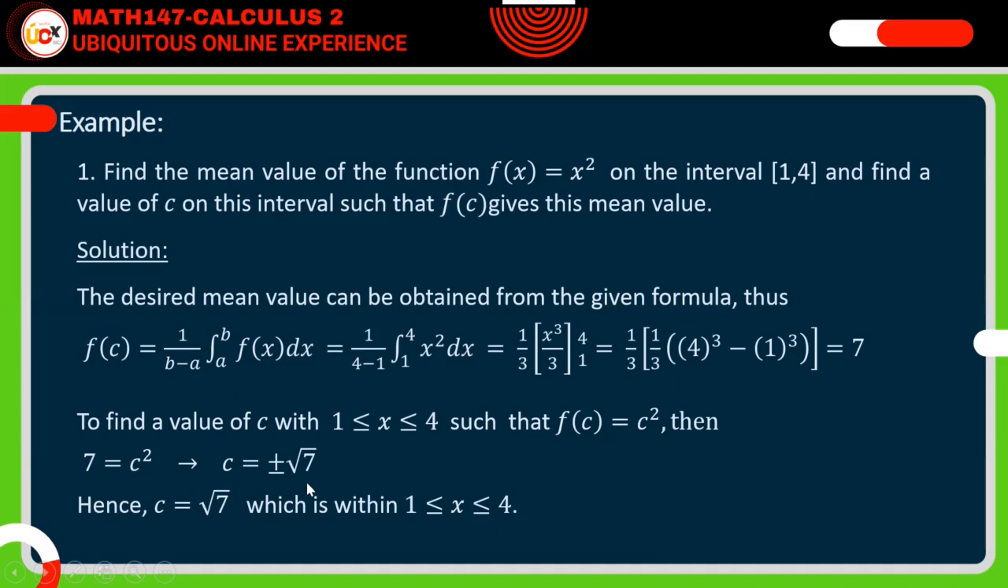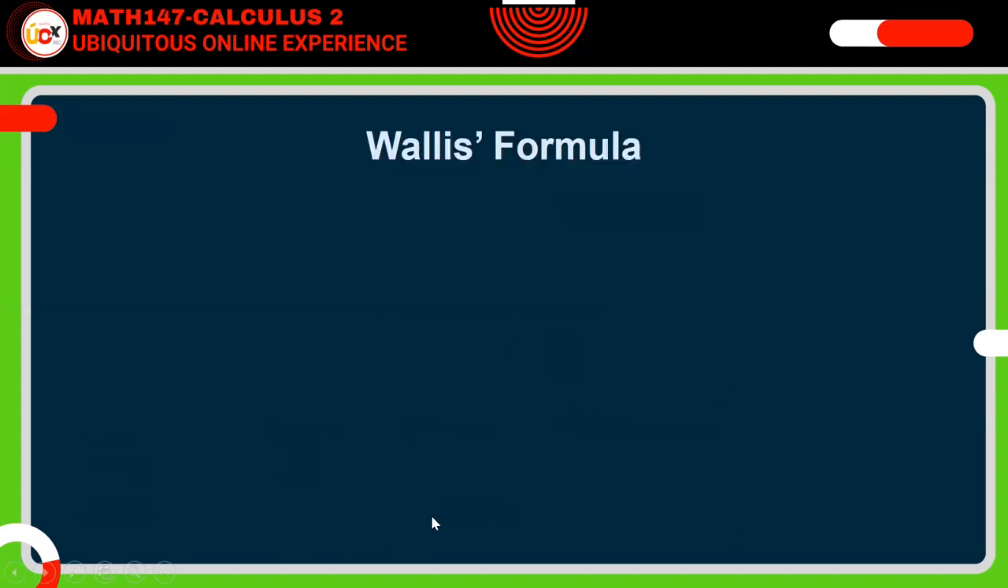So there are two values of c. One is positive square root of 7 and the other is negative square root of 7. And of course, we are going to take c is equal to positive square root of 7 since it is within the closed interval from 1 to 4. Negative square root of 7 is outside the interval.